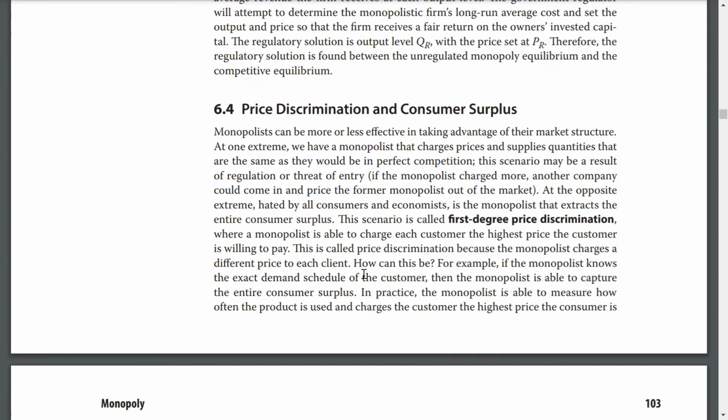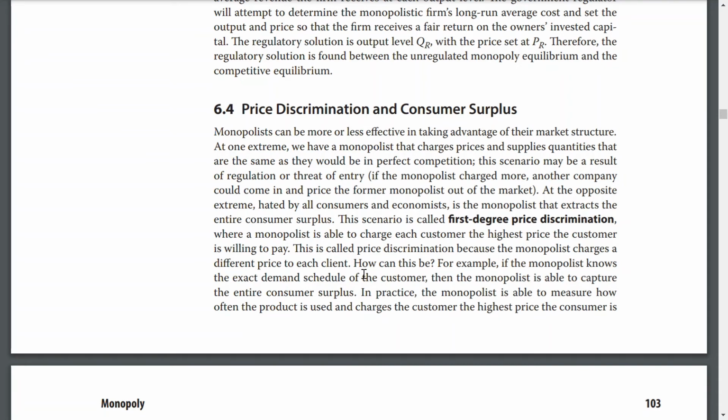At the opposite extreme, hated by all consumers and economists, is a monopolist that extracts the entire consumer surplus, so-called first-degree price discrimination. When a monopolist is able to charge each consumer the highest price the consumer is willing to pay, this is called price discrimination because the monopolist charges a different price to each client. How could this be? For example, the monopolist knows the exact demand schedule of each consumer, and is able to capture the entire consumer surplus.